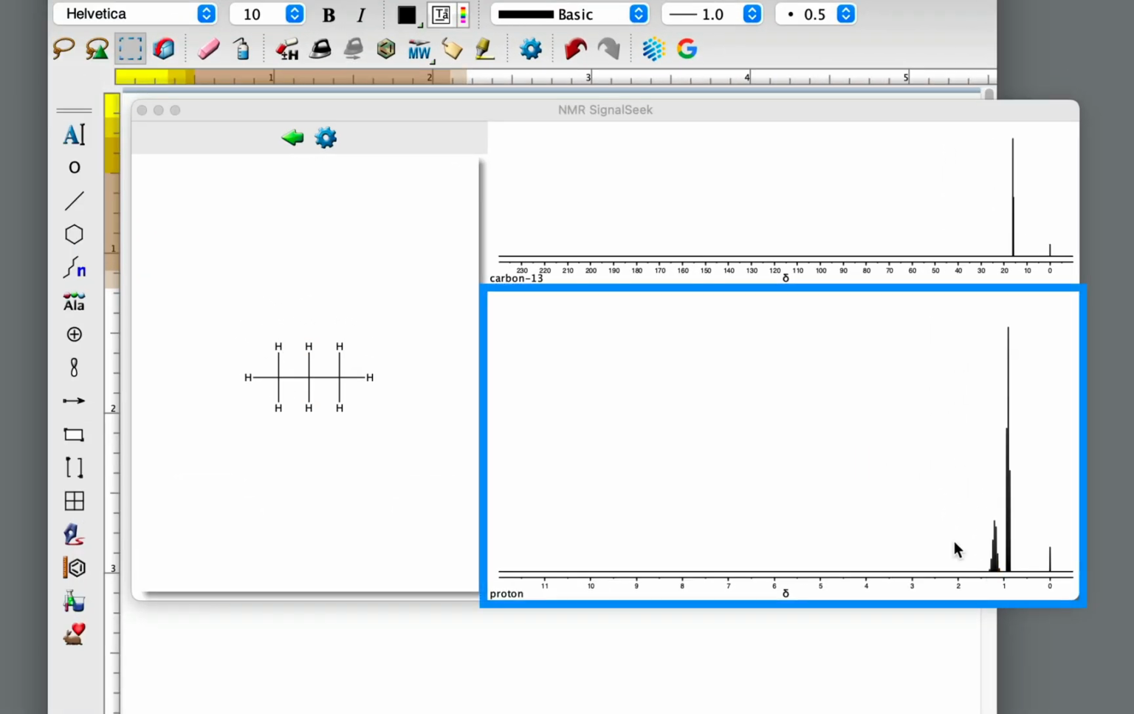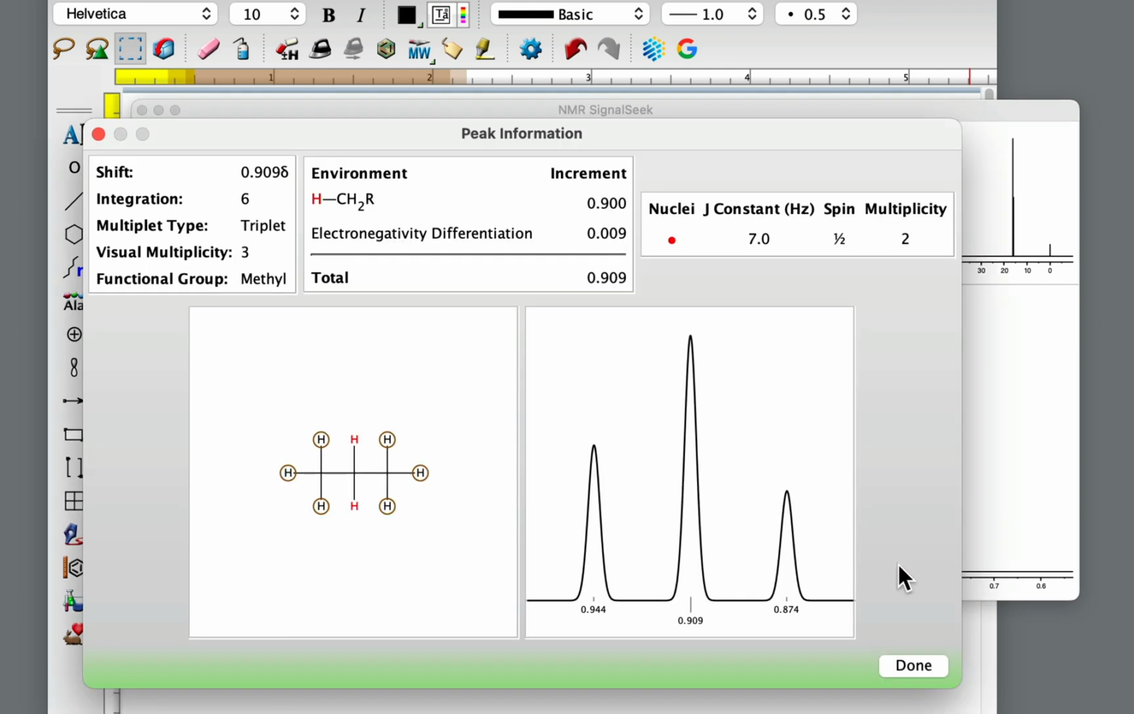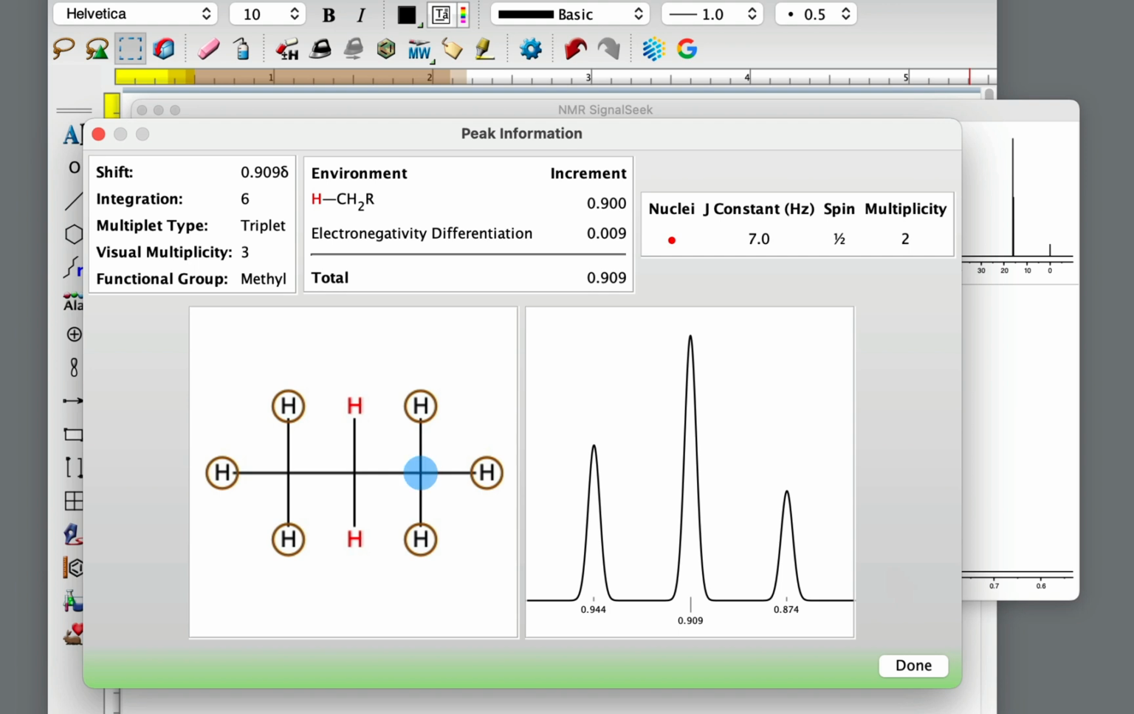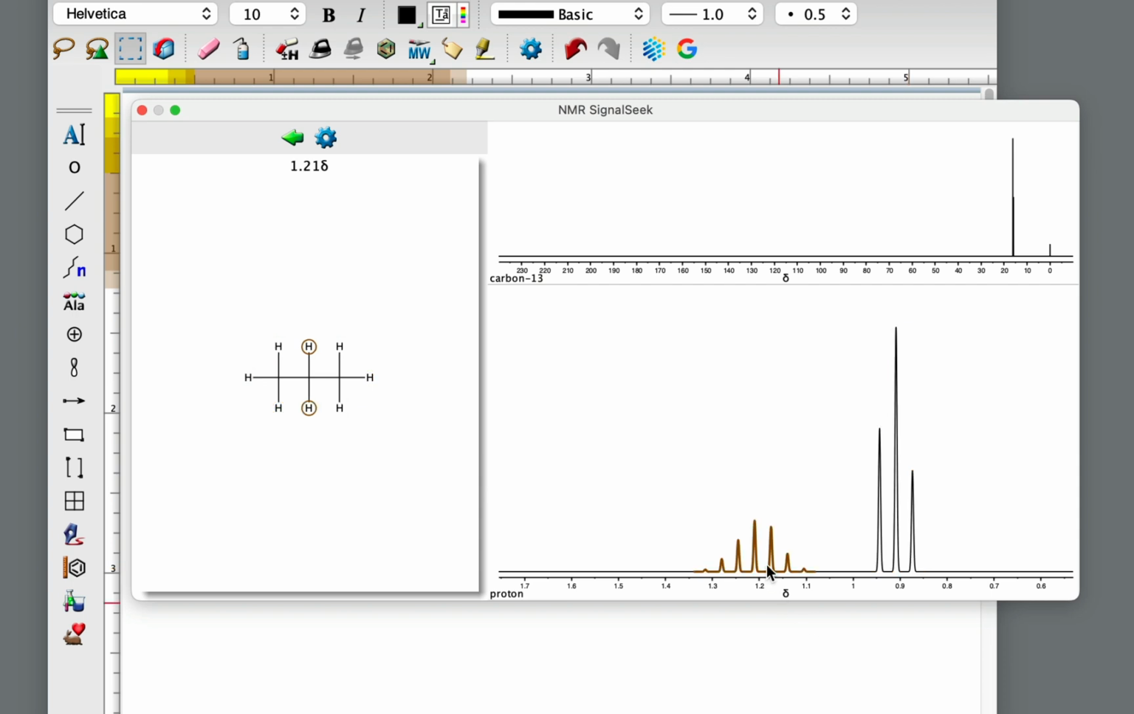And we do. Both near 1 part per million. There is a triplet with an integration of 6 for the 6 hydrogens on the 2 terminal carbons. As both terminal methyl groups are the same, we can simply focus on one terminal carbon to understand the splitting. Looking at the rightmost carbon, we see that there are 2 neighboring hydrogens, seen in red, on the next carbon over. The N plus 1 rule tells us that 2 plus 1 equals 3, so these terminal hydrogens should display as a triplet.